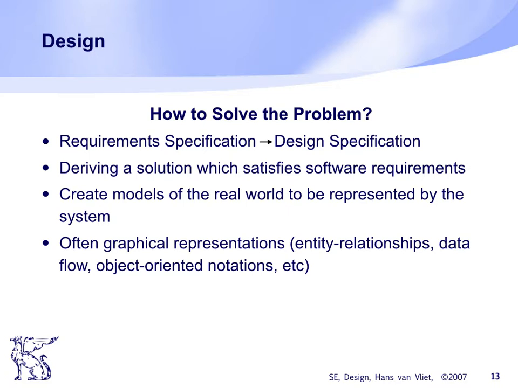In this part we are creating models of our problem, and then we will represent those models using graphical presentations. Entity relationship, data flow diagram, and object oriented notation are graphical representation models. We will learn about object oriented notation in chapter 5. When we start chapter 5 we will have a better understanding of these graphical representations. But for now you can simply think of a flowchart as a graphical representation.